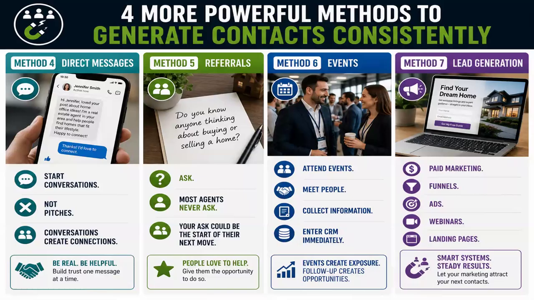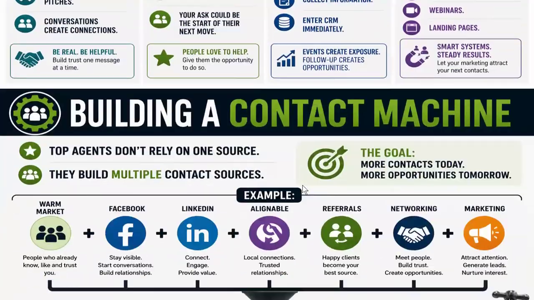And then method 7 is lead generation. This is throwing fuel on the fire. You want to learn your business. You don't want to pay to learn and get through mistakes. You want to do that organically. But this is paid marketing, funnels, ads, webinars, landing page. And you don't need 20 funnels. There's people out there creating 7 figures with 1 converting funnel. So you don't need a lot. You just need something that works. Smart systems, steady results is what you're looking for.